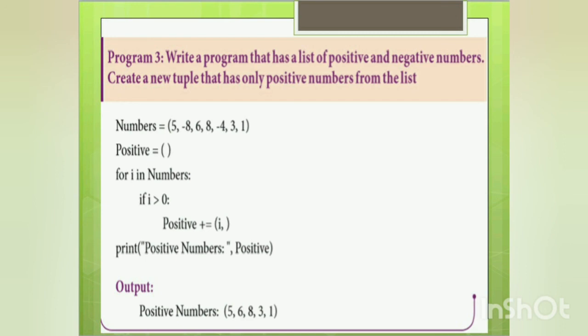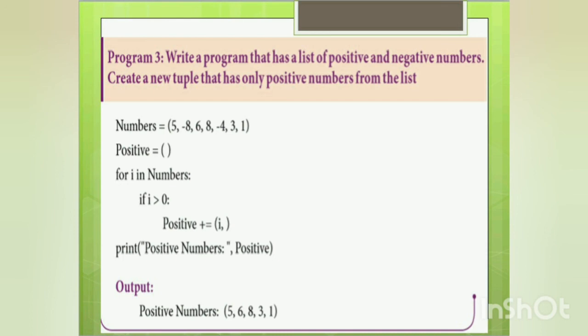For that, positive is equal to a null tuple, an empty tuple. You are creating an empty tuple without elements. Here, only after taking one element, you are going to append it to this positive tuple. So for that only you are creating an empty tuple.